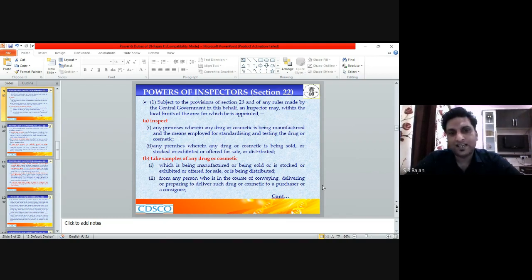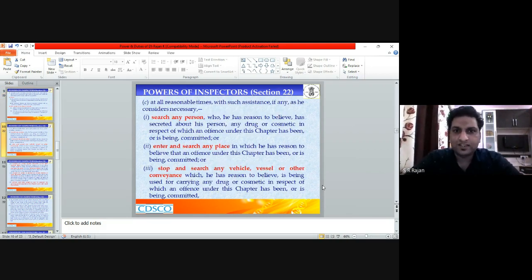The second is to take samples of any drug or cosmetic which is being manufactured or sold, or is stocked or exhibited or offered for sale, or is being distributed. He can take samples from that premises or from any person who is in the course of conveying, delivering, or preparing to deliver such drug or cosmetic to the purchaser or consignee. Means he can take samples from the site premises or he can also take samples from any person.